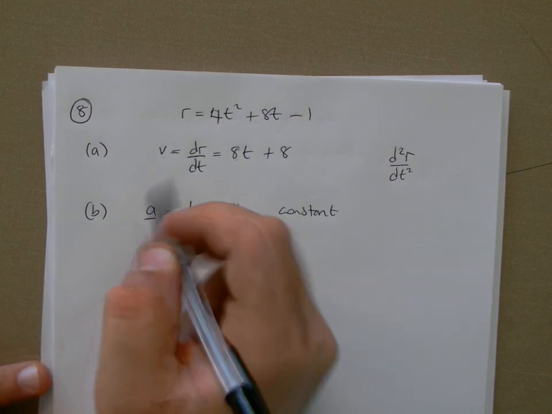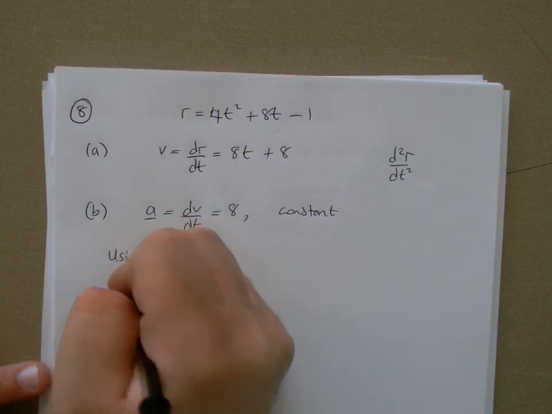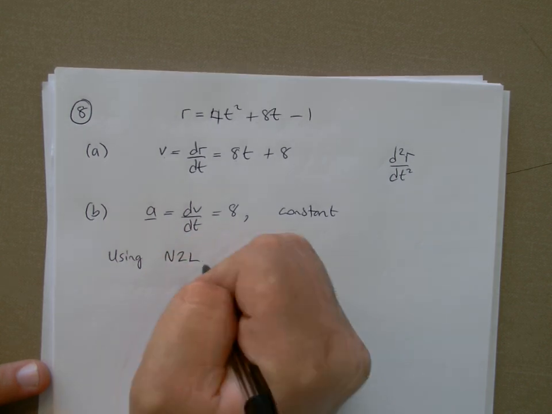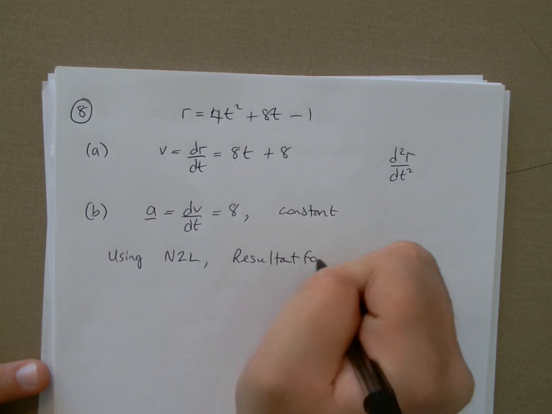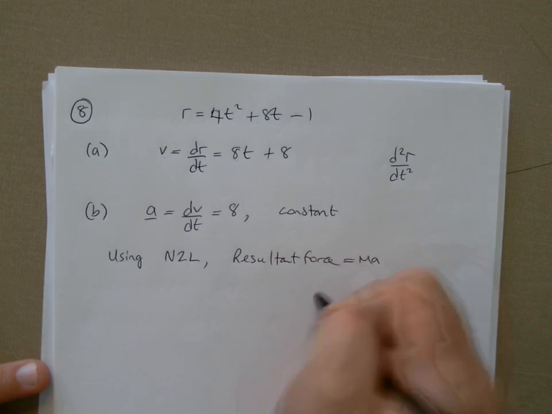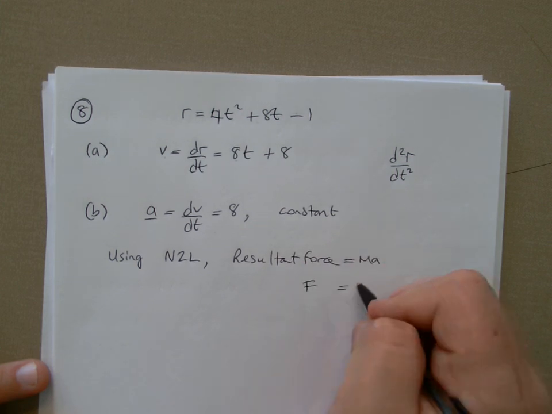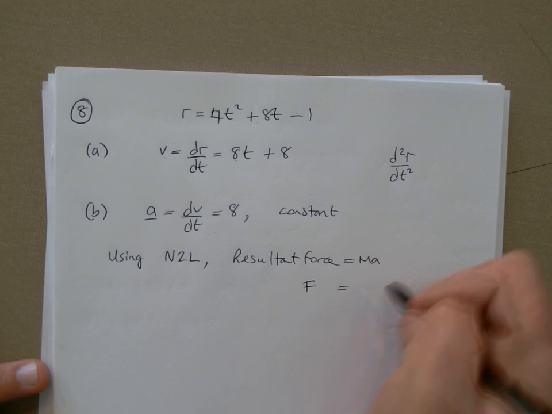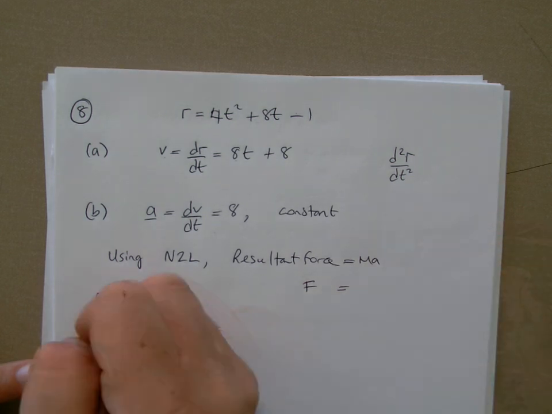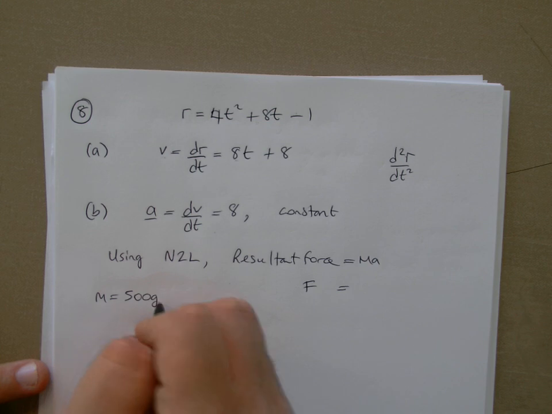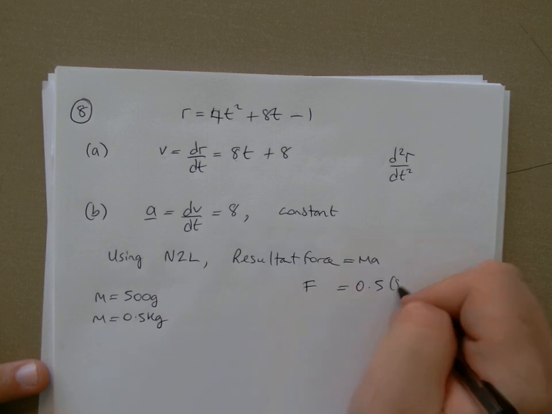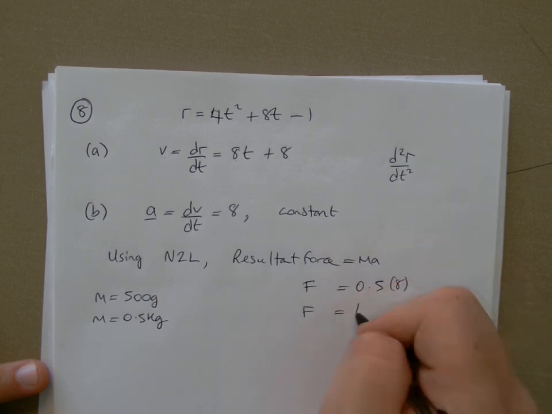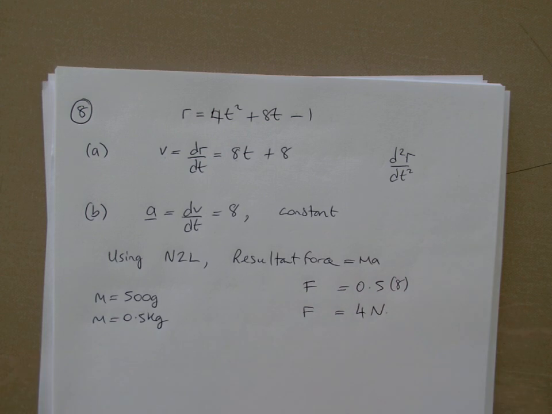Then to work out the force, we use Newton's second law: F equals ma, or resultant force equals ma, where F is the force and m is the mass. Now 500 grams, remember, we need the mass in kilograms, so that would be half a kilogram. So 0.5 times the acceleration, which is 8, gives us 4 newtons. That's the overall force there.